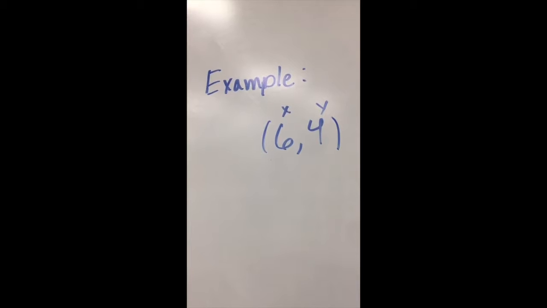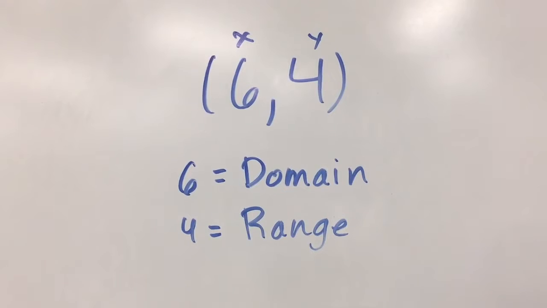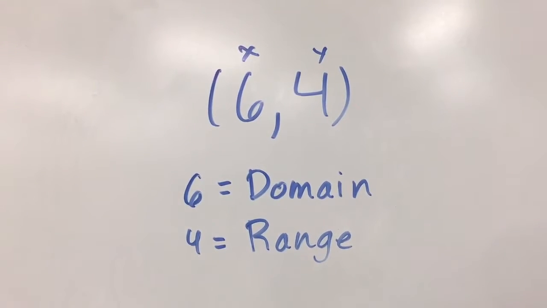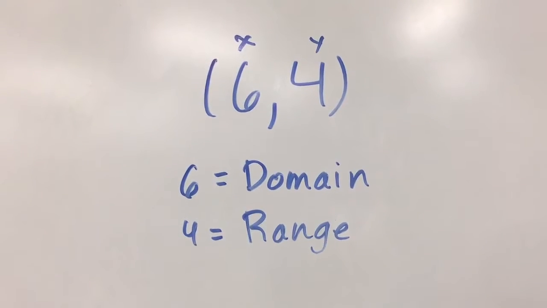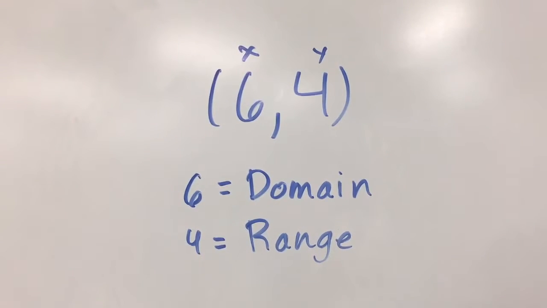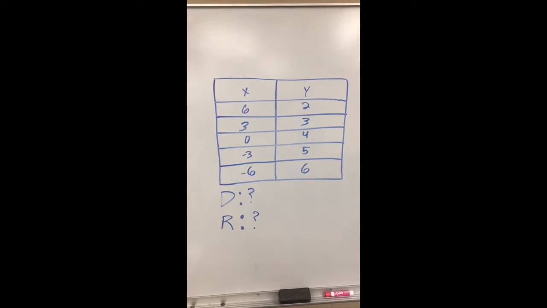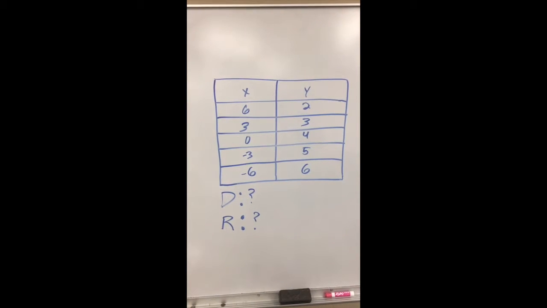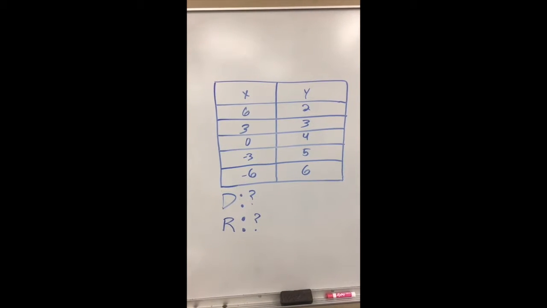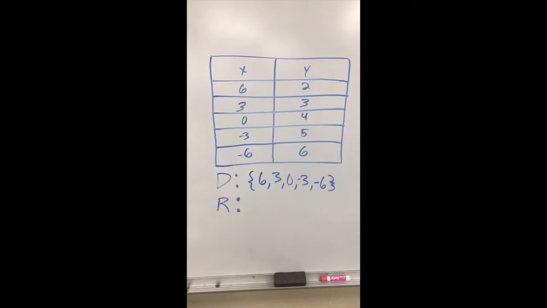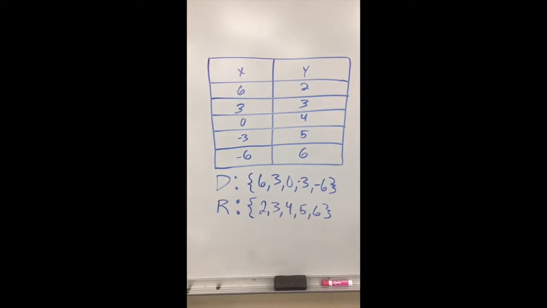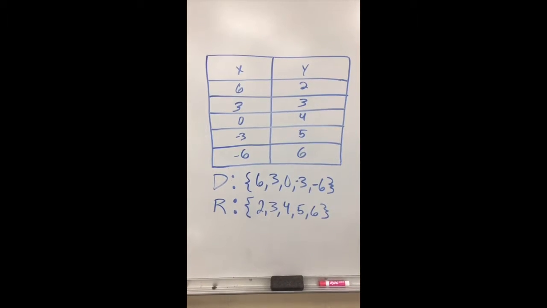For example, the ordered pair 6, 4 has an x and a y value. The x value is 6, so that means it is the domain. And the y value is 4, and that is the range. In this problem, can you find the domain and the range? The domain is what you see on the screen. This is the range that is on the screen.